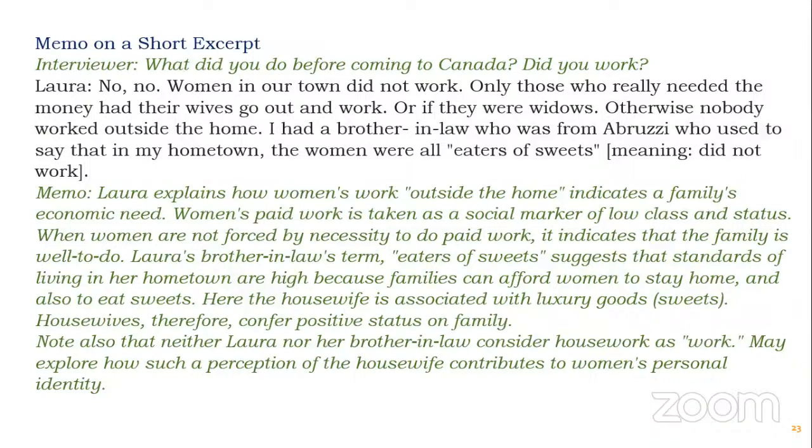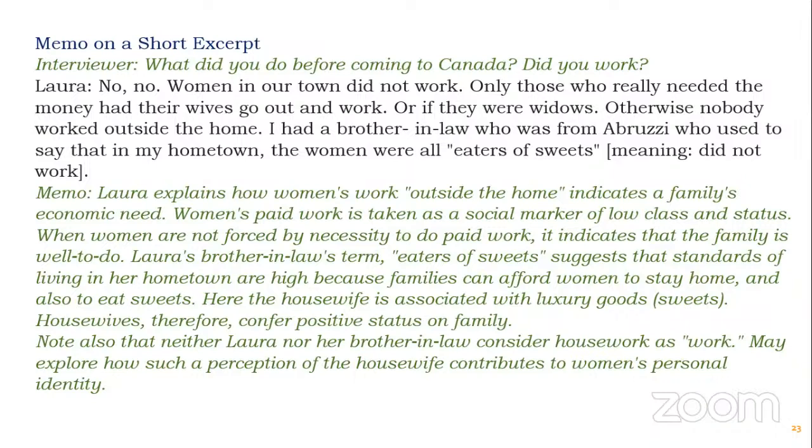Okay, so this is something that the researcher thinks needs to be explored further. So it's like an insight, a reflective thought that has come to the researcher while writing this memo, that neither Laura nor her brother-in-law consider housework as work. So this question here did not consider this. It did not ask the interviewee whether they consider housework as work or not.